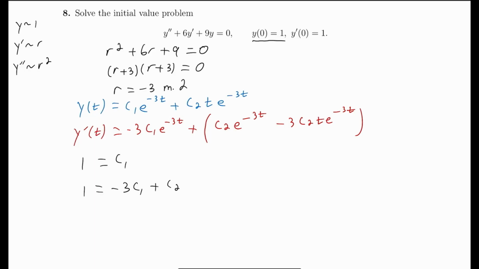We can solve this now. We know c1 is equal to 1. We can plug that into the second equation. 1 is equal to -3 plus c2. So c2 must be equal to 4.